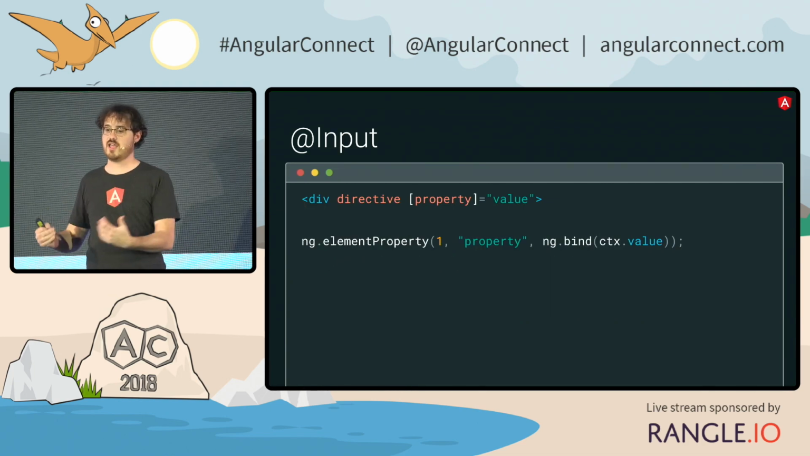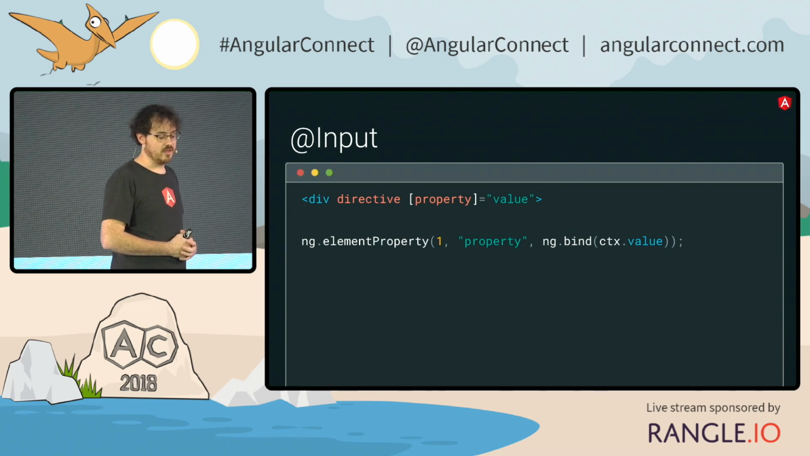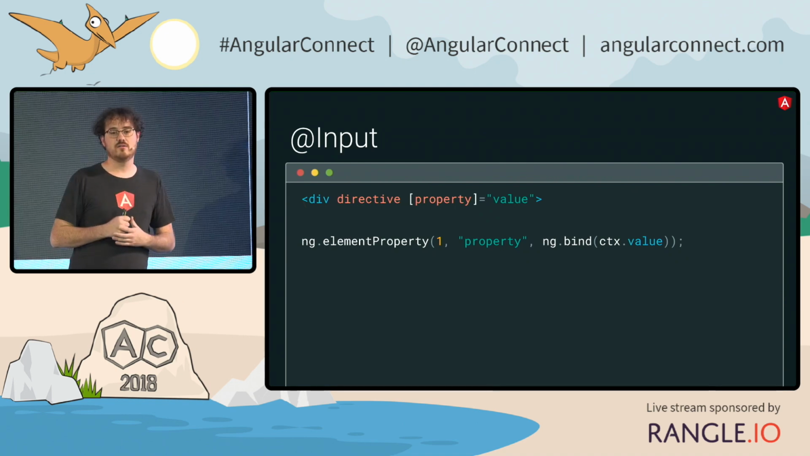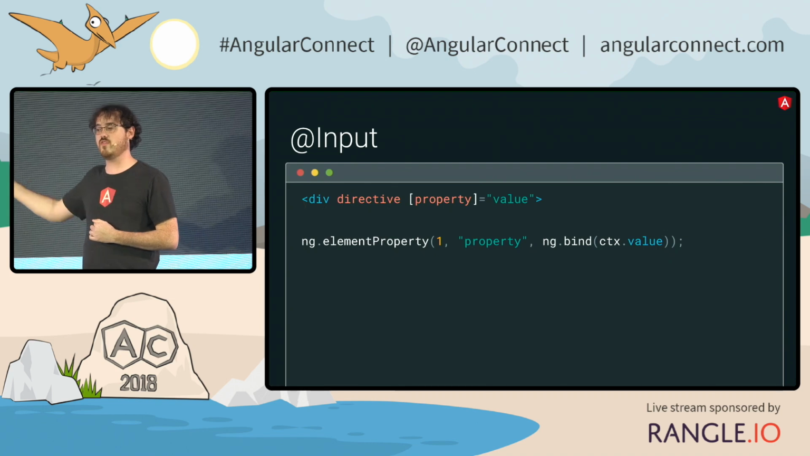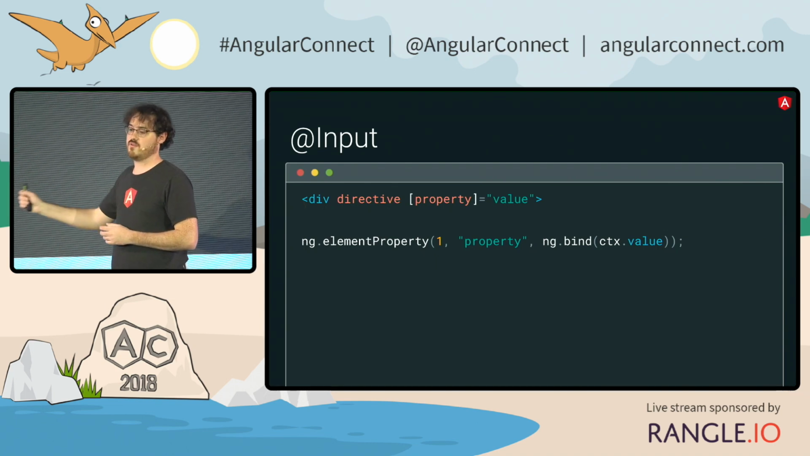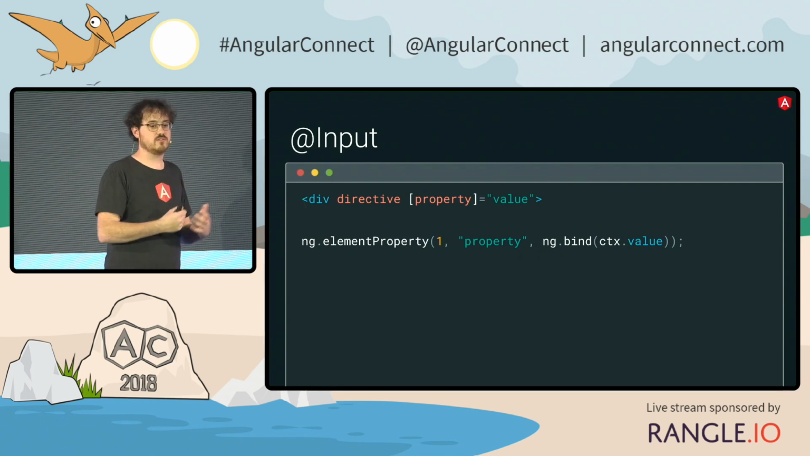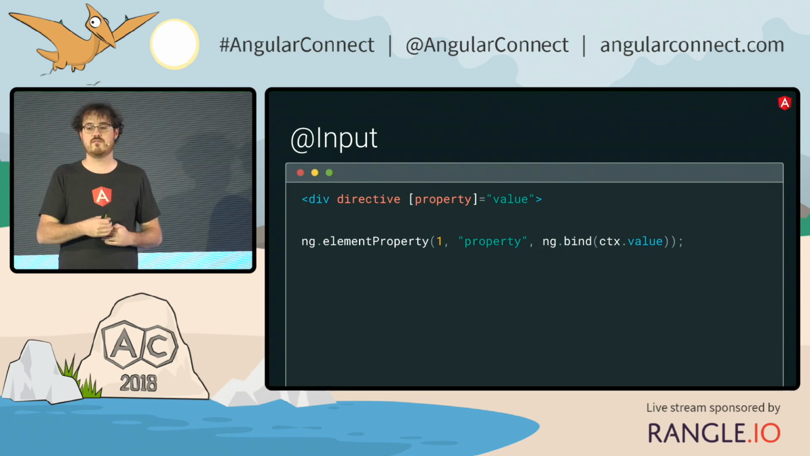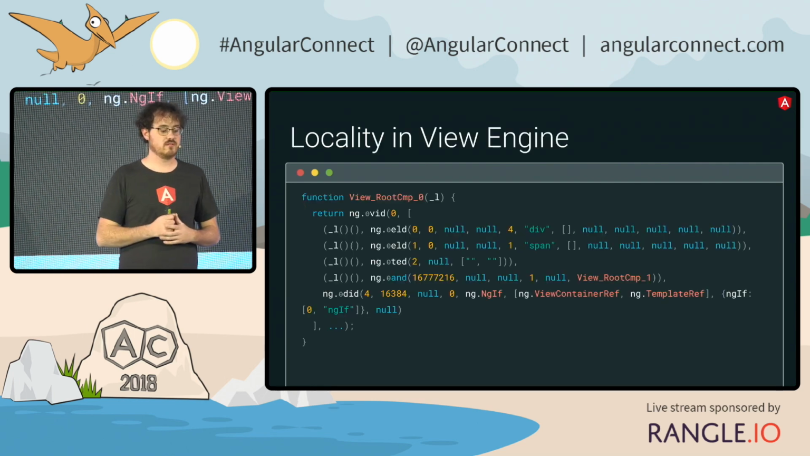And in fact, this is exactly what Ivy does. When Ivy sees a property binding, it generates an element property instruction. And the element property instruction takes in the property name of the input and the new value, looks up in the directive def or component def which field that goes to, and then writes the value out. And that means that Ivy code is safe to ship on NPM. It's safe to build libraries in advance of the application. We don't need to recompile them every time you update their dependencies.